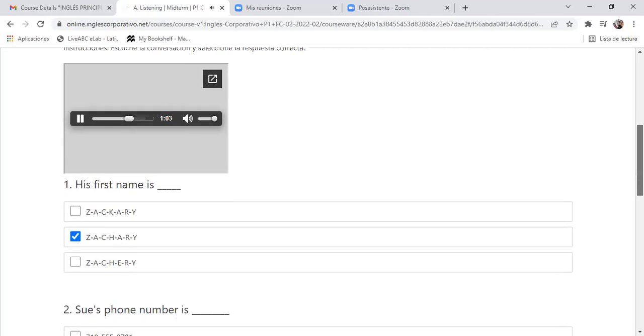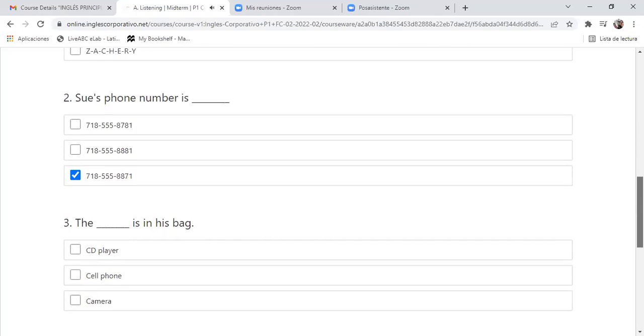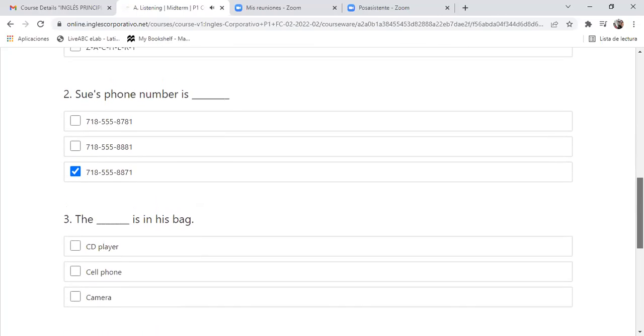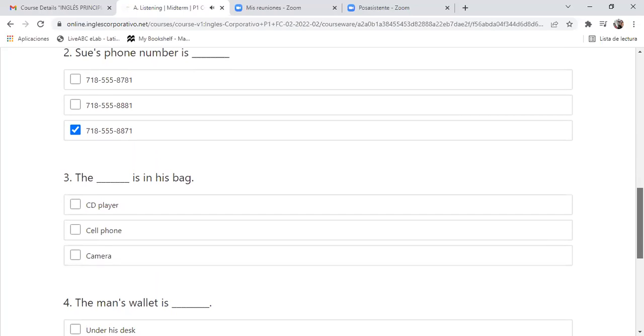Three. Brandon, what's on your desk? Oh, it's my CD player. It's cool. And what's in your bag? Is it a cell phone? No, it's not. It's a camera.